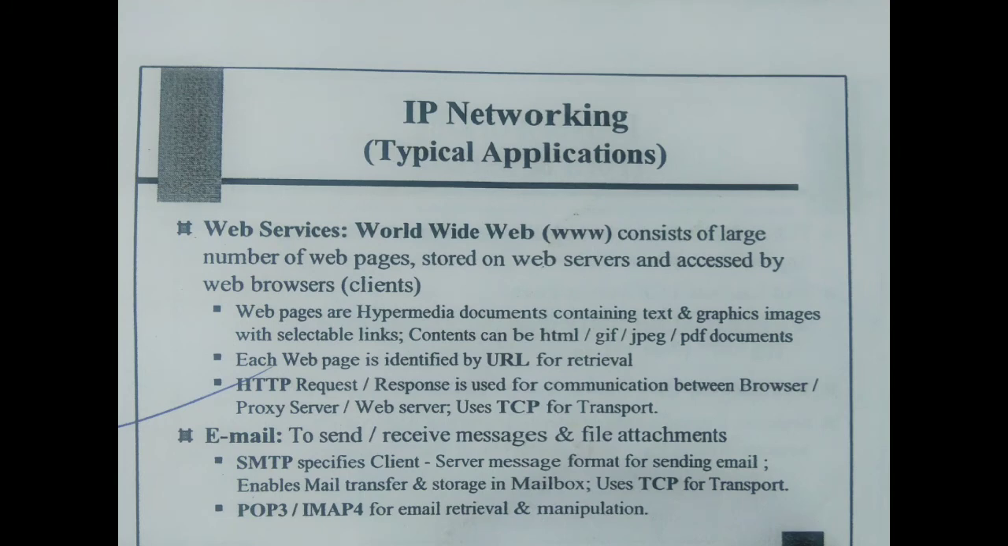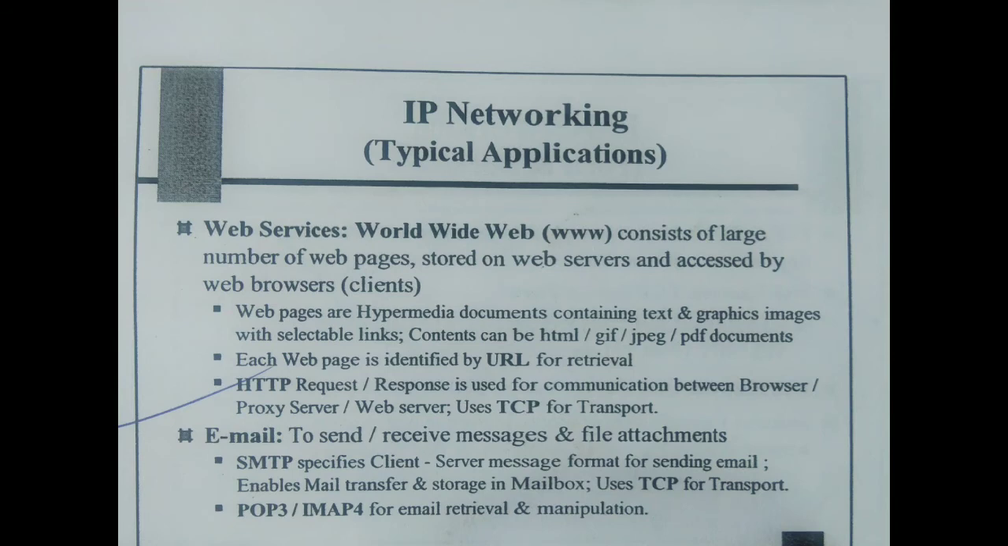Now let's discuss some typical applications. Web services: the World Wide Web consists of a large network of web pages stored on web servers, accessed by the web browser. We all know that if we are clicking google.com, there are so many servers. The first basic server is in California. Apart from that, there are some 24 servers implanted all over the world, and as per the distance of the user accessing it, the request goes to that particular server. In this way server and client communication takes place.